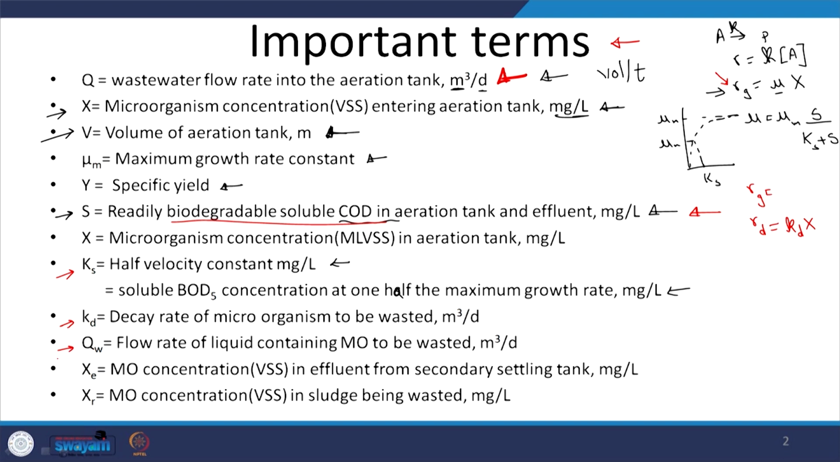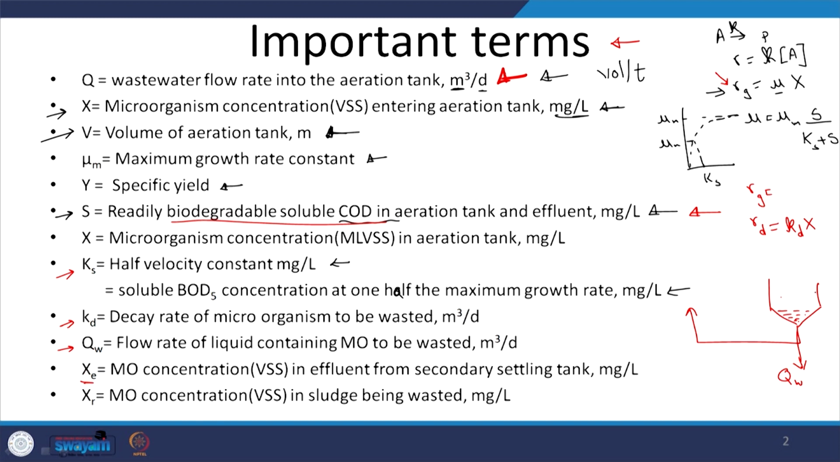Qw is the flow rate of the liquid containing the microorganisms to be wasted. We looked at this from the secondary settling tank. After the microbes settle down, most of the sludge will typically be recycled, and some of it will have to be wasted otherwise. The flow rate of this wasted sludge is Qw.